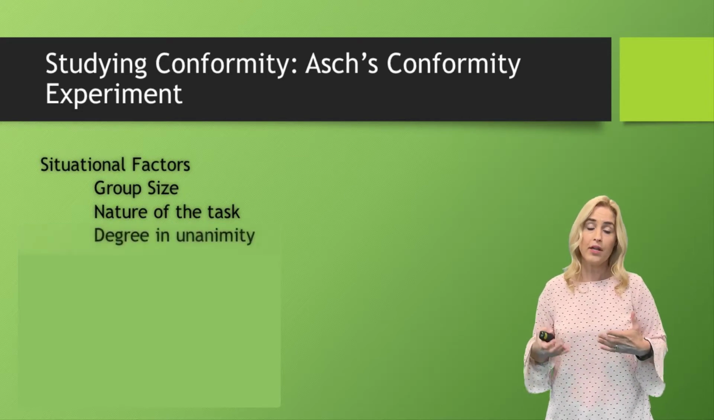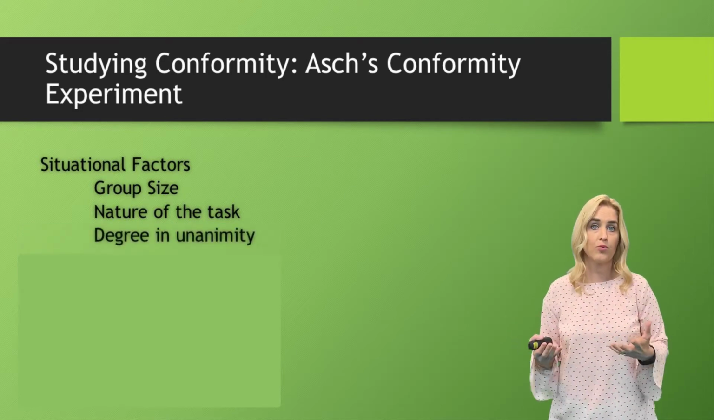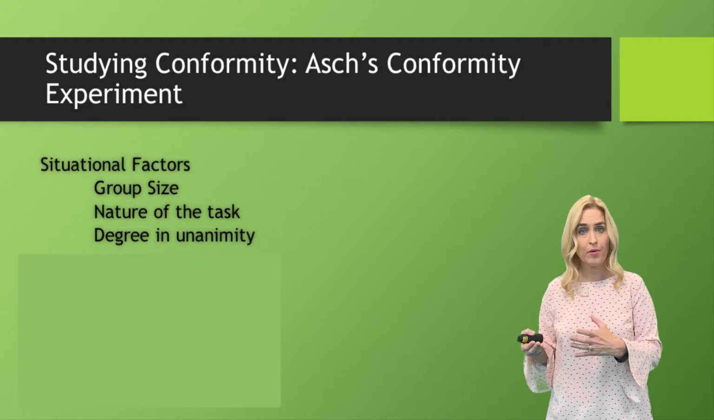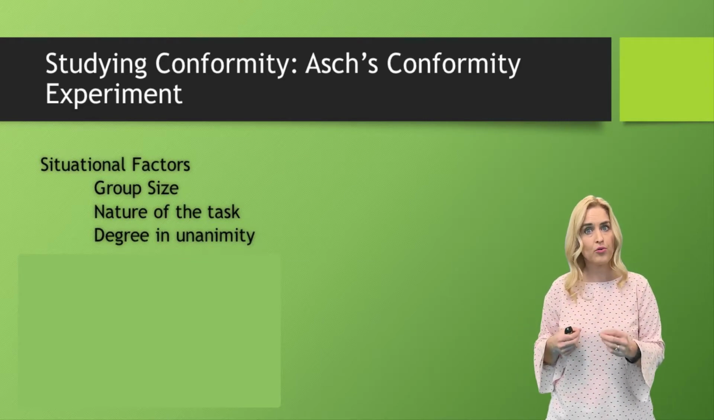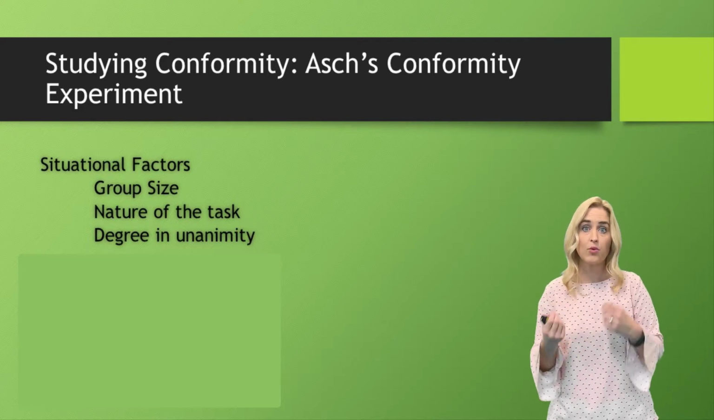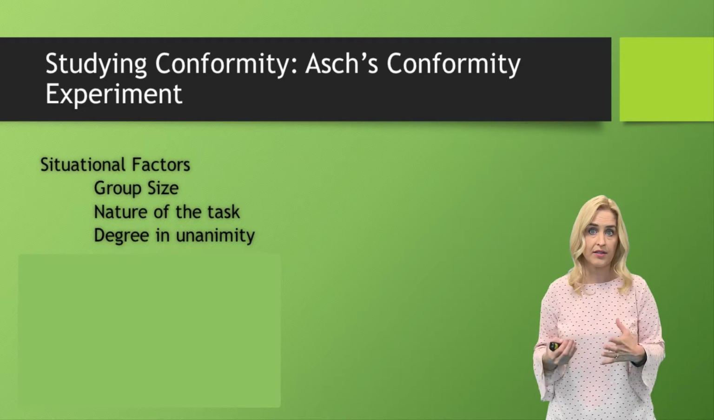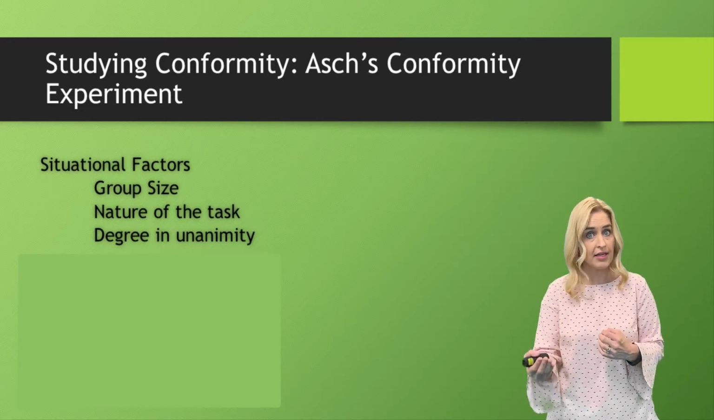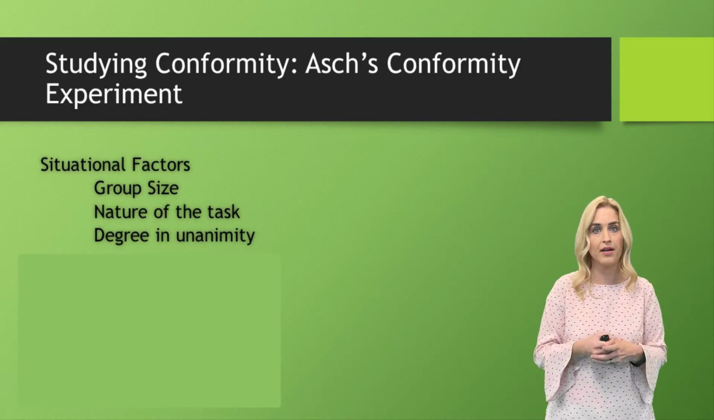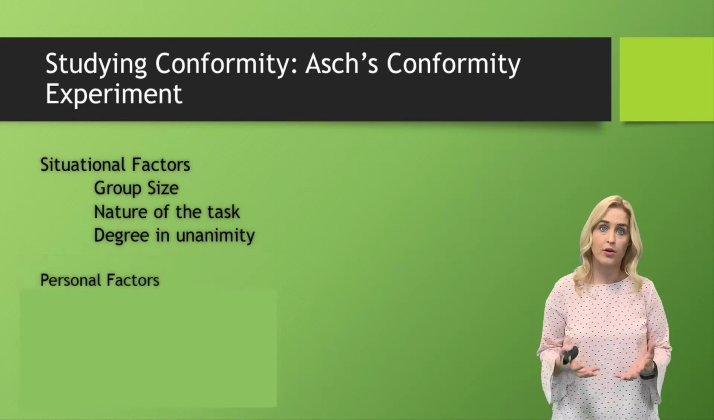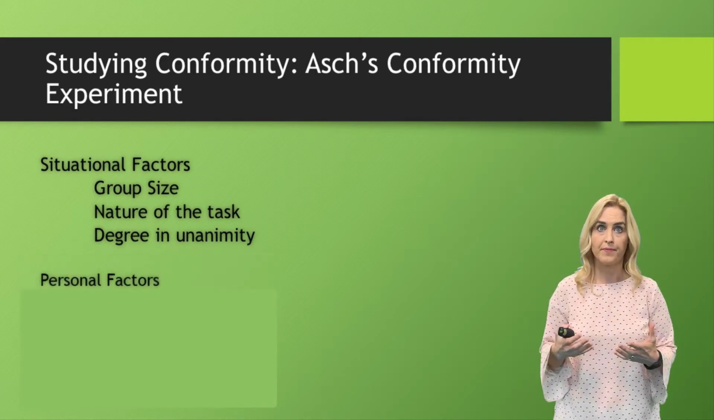Also, when the group was unanimous in what they were saying, then people were more likely to conform. But if even one person in the group went ahead and said that C was the one that matched the standard line, then the person in the study was more likely to say C was the one that matched the standard line. There are personal factors that also influence our conformity.